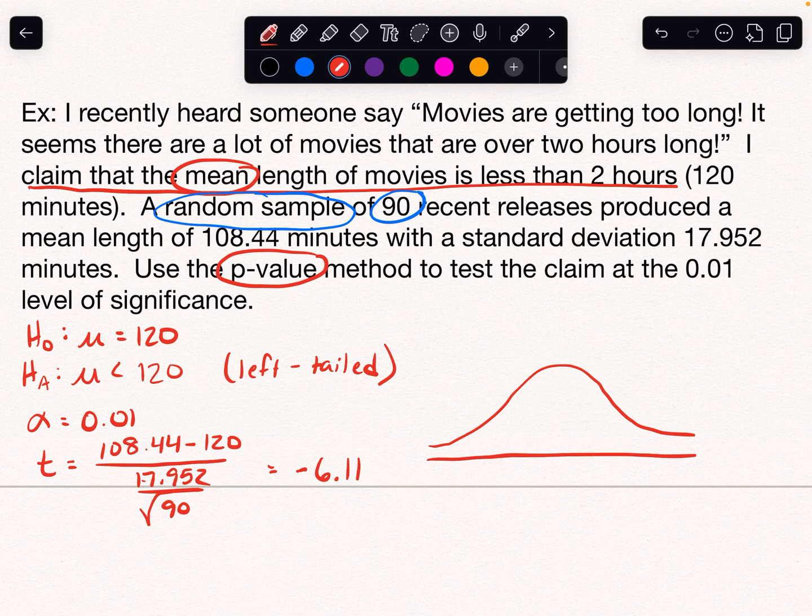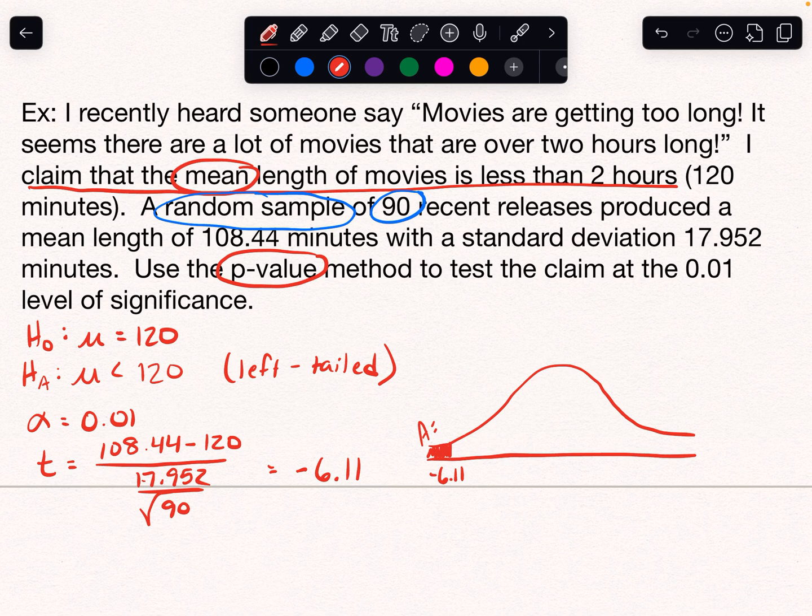Okay, so our critical value, since it's negative, I would say negative 6.1 is probably right there. I want to do the p-value method, so I need to find the area to the left of that. And to do that, remember, instead of normal CDF, we're doing TCDF, so it's in the same spot as our normal CDF. We just have to scroll down to the 6th option.